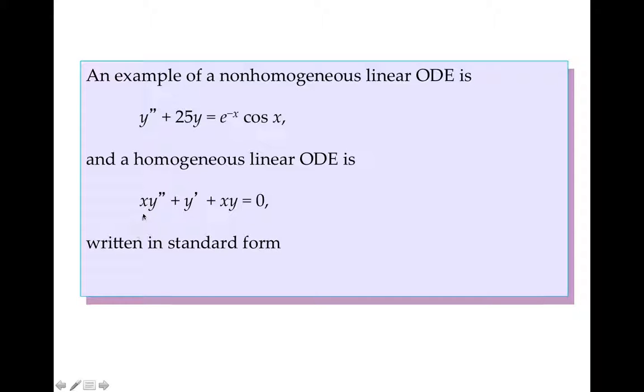Contrast that with this equation below, where we have a function of y and its derivatives all equal to 0. Written in standard form, this would be a homogeneous linear differential equation. So homogeneous because it's equal to 0. It contains no terms in x that don't multiply y or one of its derivatives.